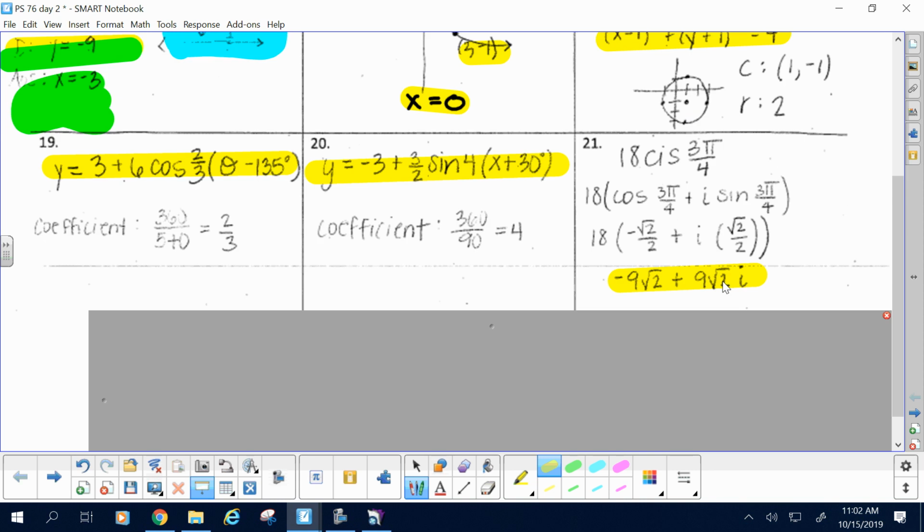19. It kind of depends on what part of the curve you shifted, so your answer could be different. But what definitely should be the same for all of us is a 3 either at the front or the back added, a 6 for an amplitude, 2/3 because the period was 540, and then the positive cosine, negative cosine, and the shift could be different depending on how you looked at things.